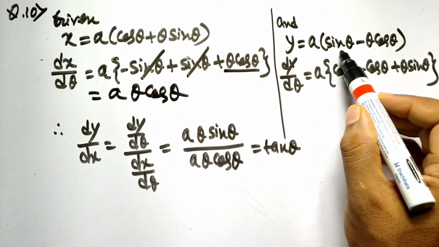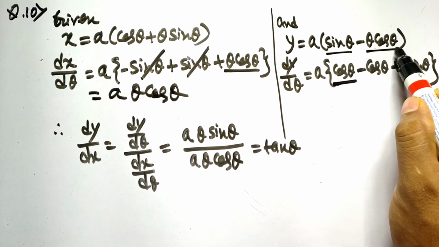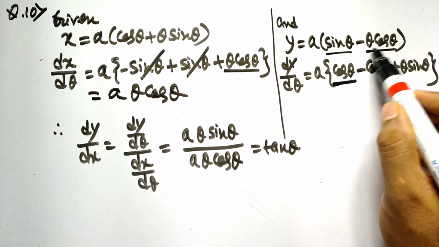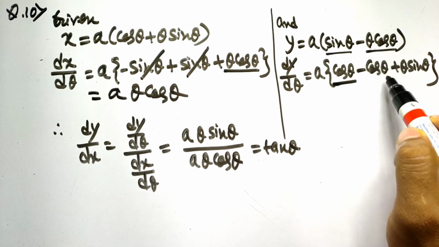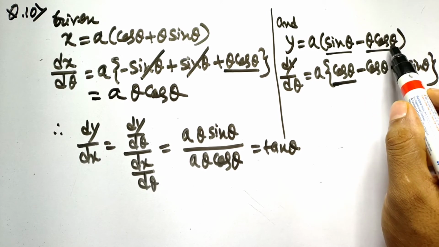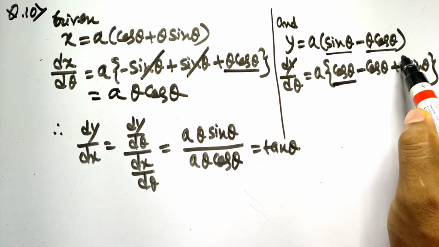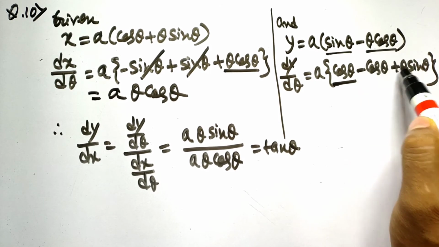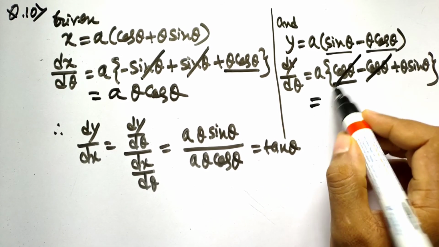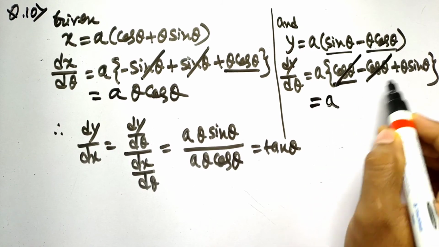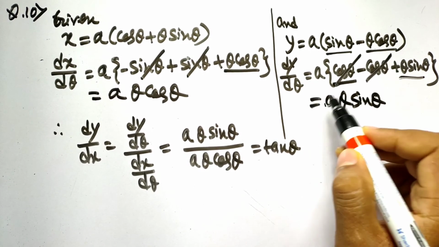Similarly, if you differentiate here, the derivative of sin theta is cos theta, and use the product rule for the second term. So cos theta into the derivative of theta, which is 1, plus theta into the derivative of cos theta, which is minus sin theta. So minus, here minus becomes plus. So plus cos theta minus cos theta vanish. a theta sin theta, this is the value of dy by d theta.